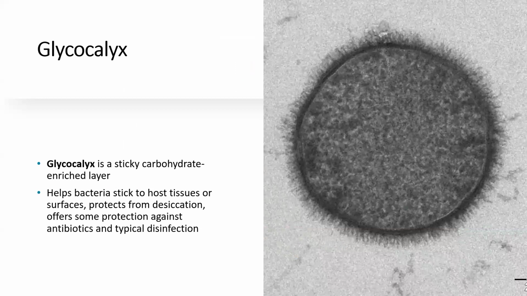And then lastly, we have the glycocalyx. It's a sticky carbohydrate made up of polysaccharides. It helps the bacteria stick to tissues or surfaces. And since it's this kind of thick polysaccharide layer, it helps reduce the amount of desiccation, so the water loss. And in some cases, it provides some protection from antibiotics if it's thick enough.